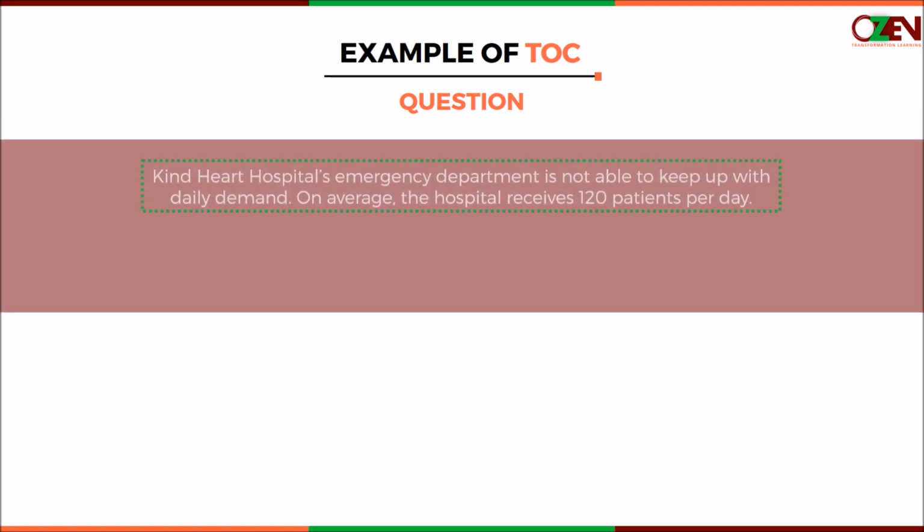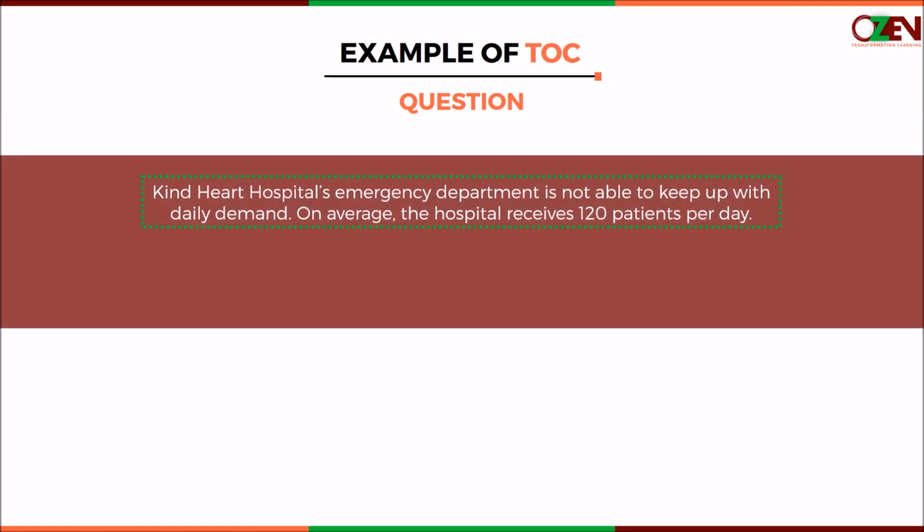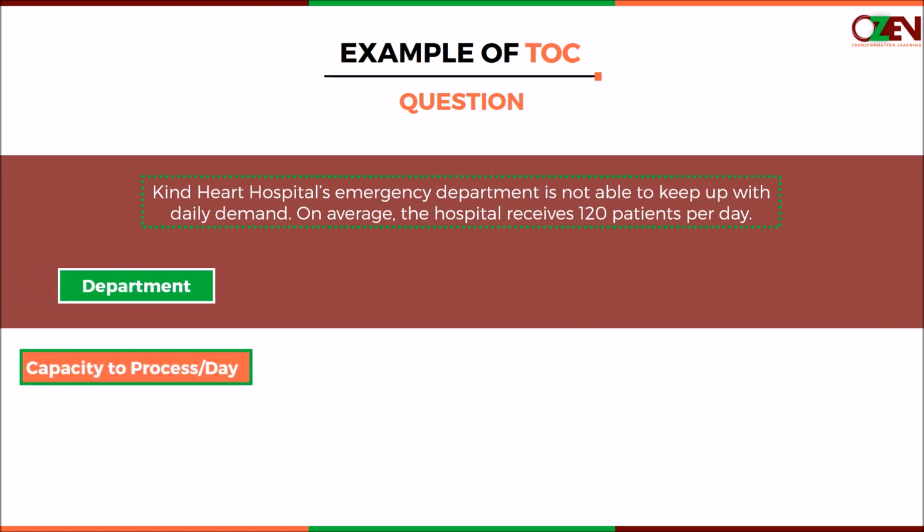Let's take a look at an example to understand how theory of constraints works. Kind Heart Hospital's emergency department is not able to keep up with daily demand. On average, the hospital receives 120 patients per day. Registration can process 200 patients per day. Triage can process 180 patients per day. The medical team can treat up to 90 patients per day. And the discharge unit can process 160 patients per day.